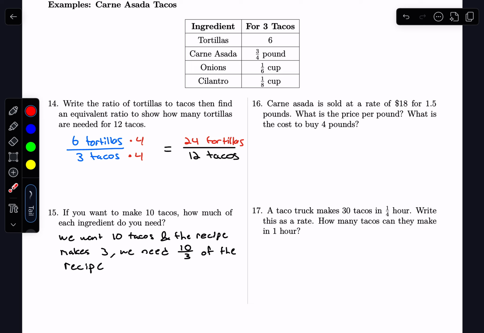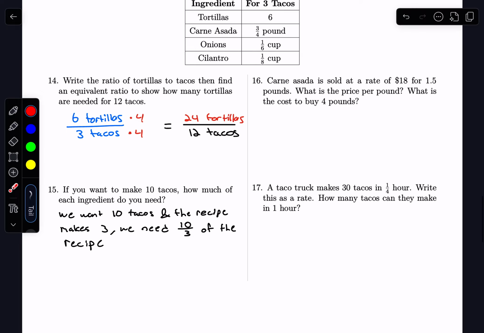Now, real quick, notice that if we wanted 6 tacos, 6 is just 3 times 2. So we would have said that we want 6 tacos and the recipe makes 3, so our fraction would have been 6 over 3. But 6 over 3 reduces to just the number 2, so we would just be making double the recipe. It's a little less convenient looking when the fraction does not reduce to a whole number, but it works just the same. We want 10 and the recipe makes 3, so we need to make 10 thirds of the recipe.